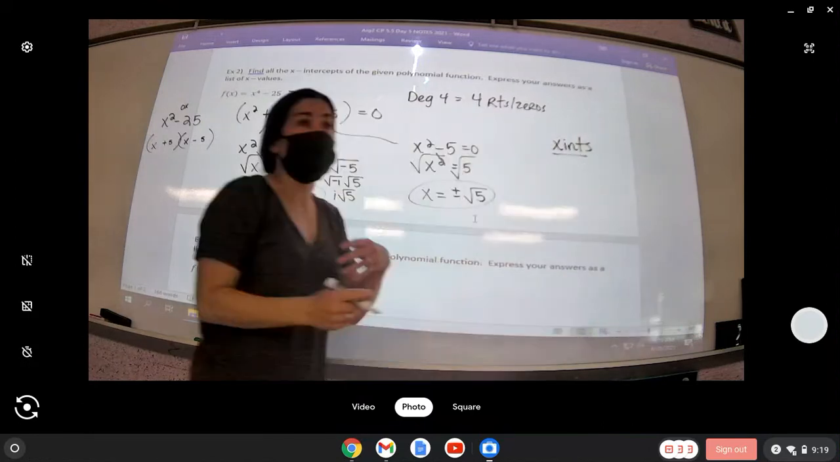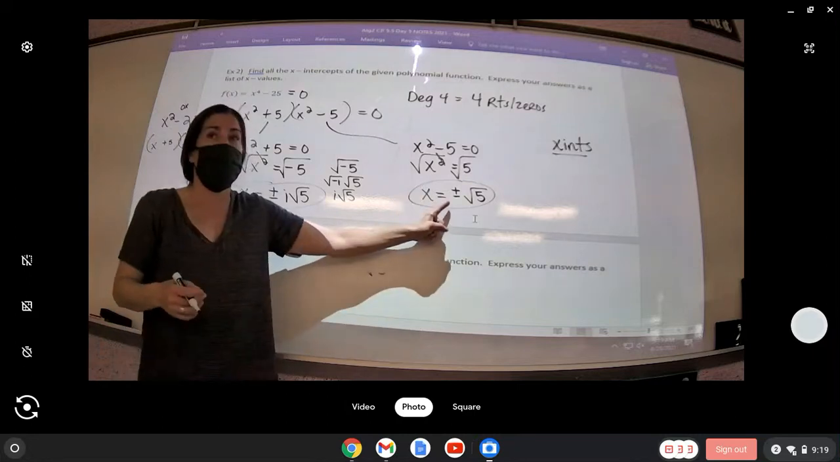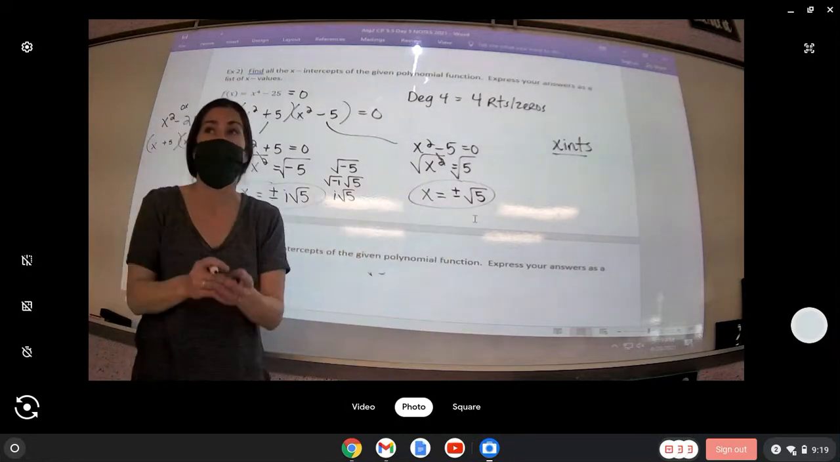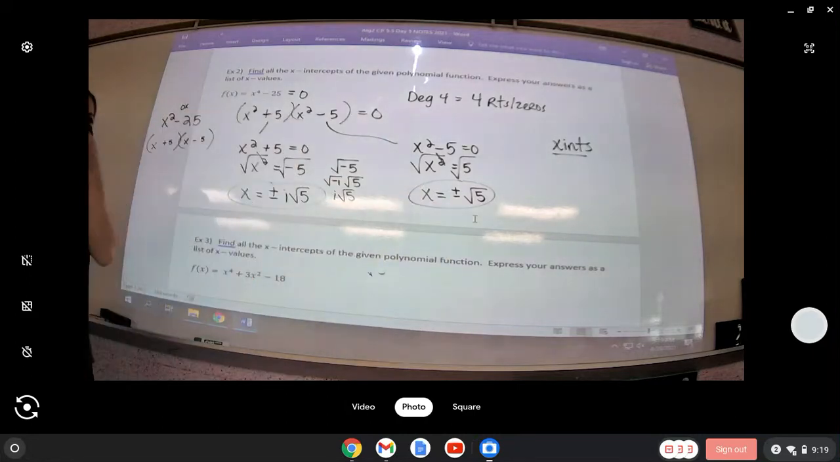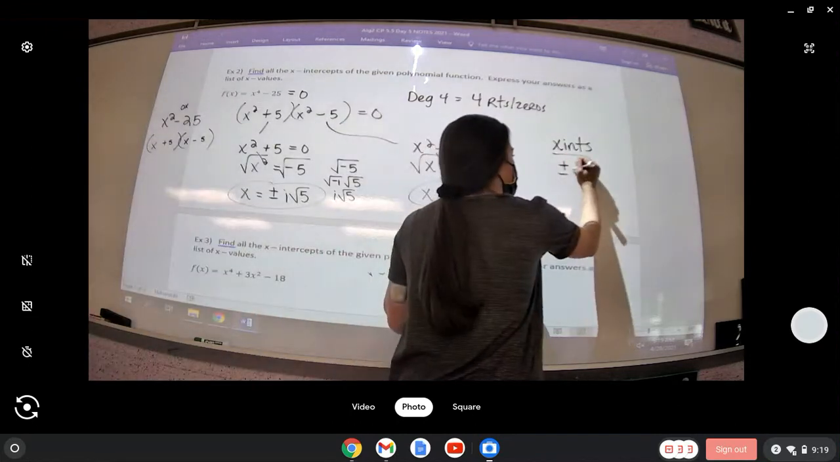The x-intercepts, guys, are only going to be the real numbers. So since they're imaginary, those are the only two x-intercepts, plus or minus root 5. Positive root 5, which is like 2.3 or something, and then negative 2.3, the negative square root of 5. But we leave them in their exact form.